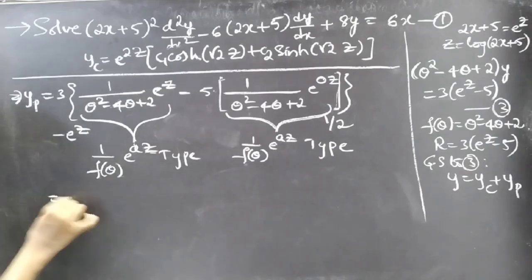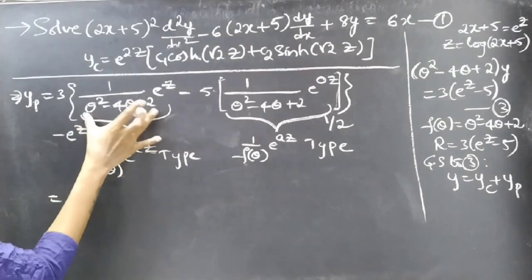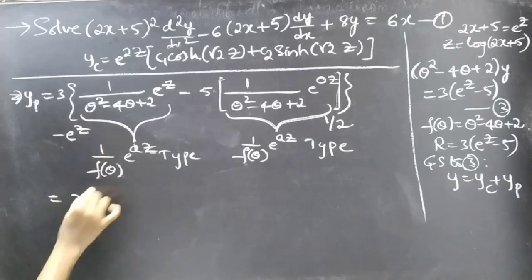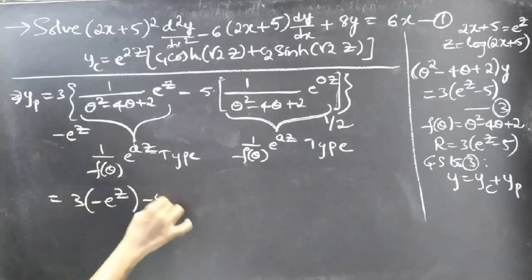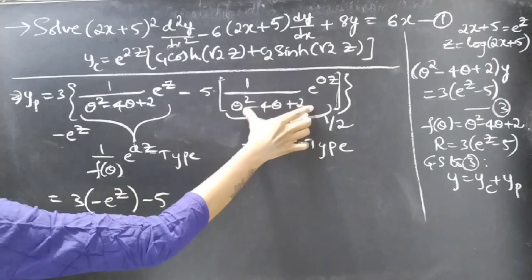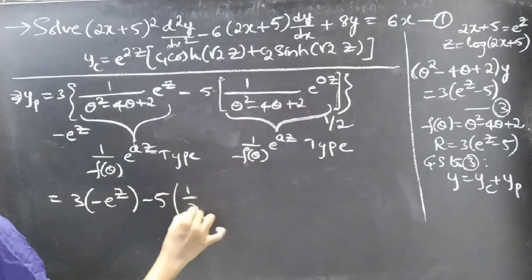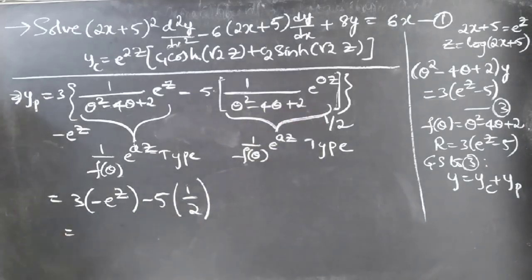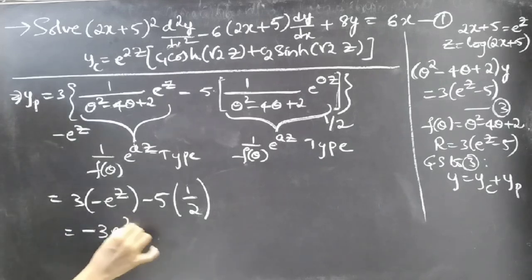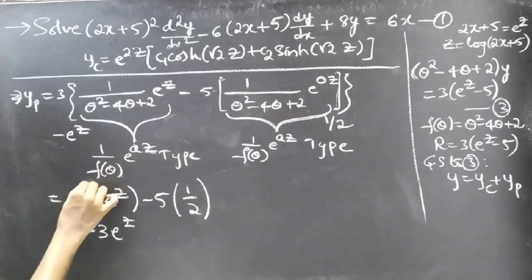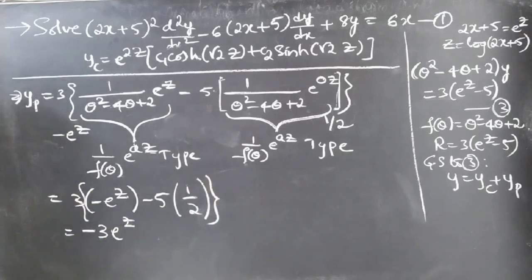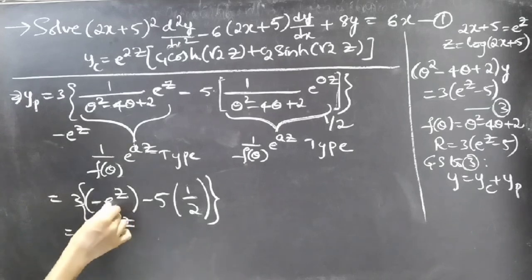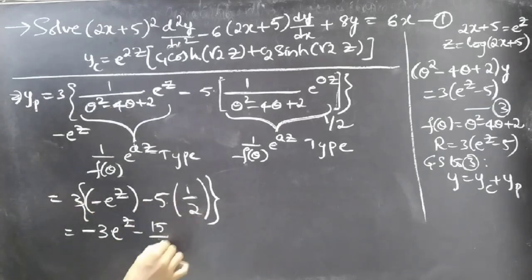Now coming to yp, 3 into the result obtained from the first term, which is minus e power z, minus 5 into the result obtained from the term under brackets, which is 1 by 2. This gives us minus 3 e power z, minus 3 fives are 15, into 1 by 2 is 15 by 2.